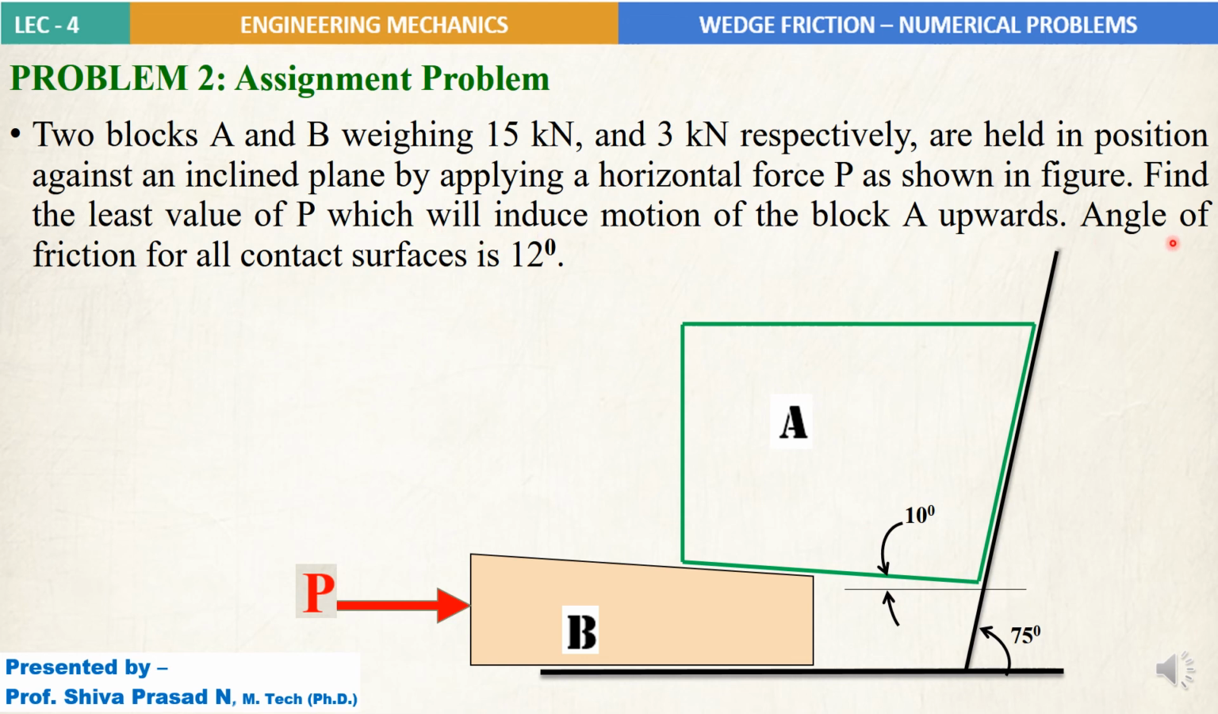And again one more information is, angle of friction for all contact surfaces is 12 degrees. So in the previous problem you were provided with the coefficient of friction mu, wherein you found the angle of limiting friction, but here directly they have given you that particular angle, that is 12 degree. And with this information, I wish you people to take this as an assignment problem and solve this problem.